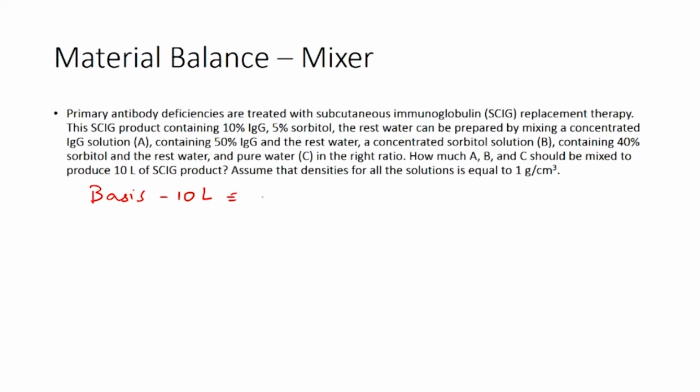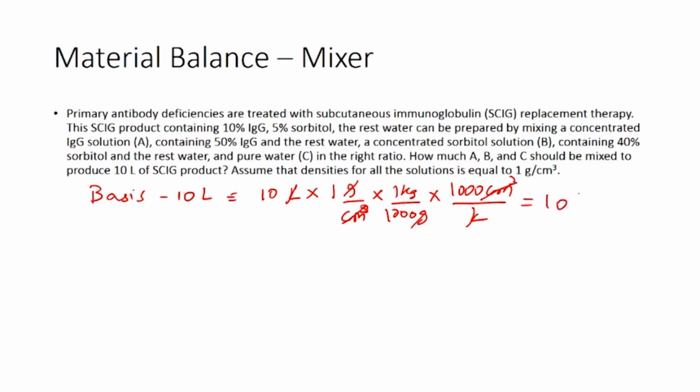That would be 10 liters times 1 gram per centimeter cube times 1 kilogram per 1000 grams times 1000 centimeter cube per liter. So now your liters get cancelled off, your grams get cancelled off, your centimeter cube gets cancelled off, and you are left with mass in terms of kilograms, which is 10 kilograms.